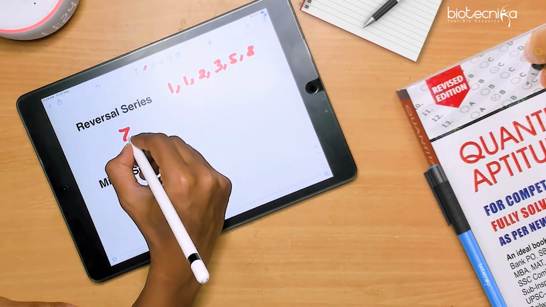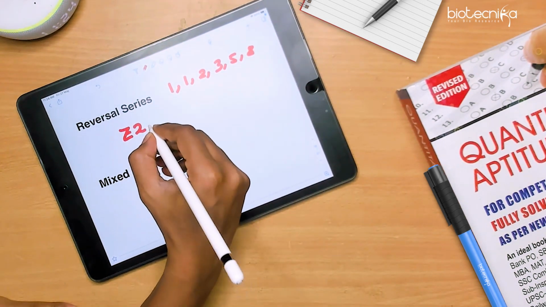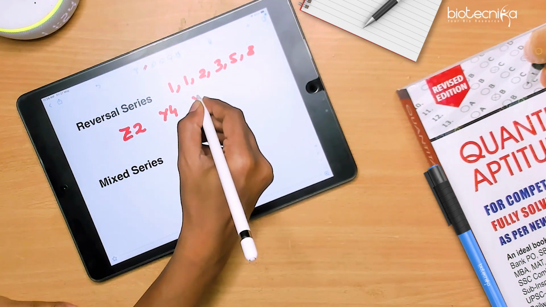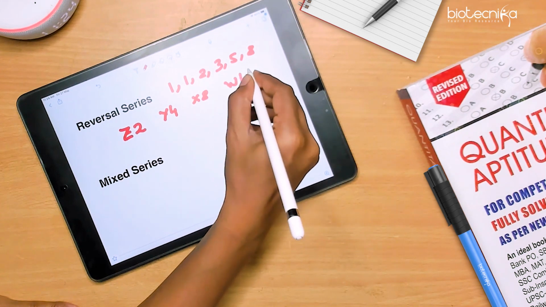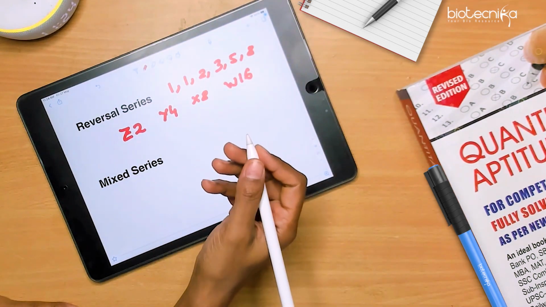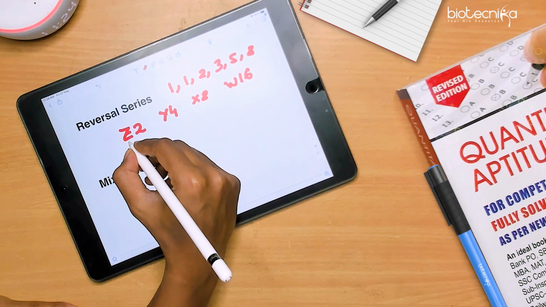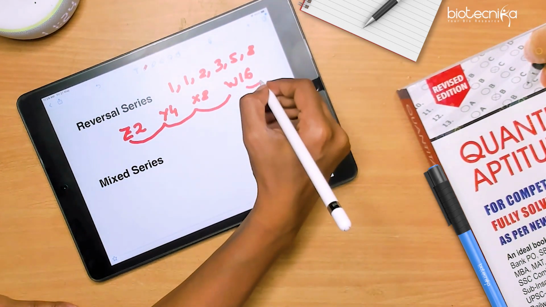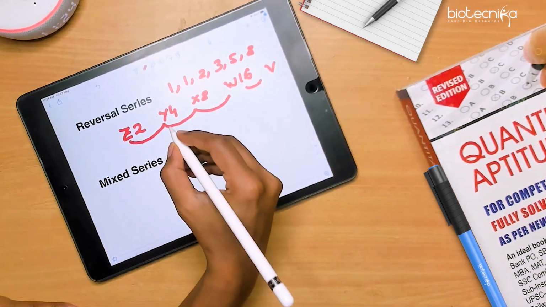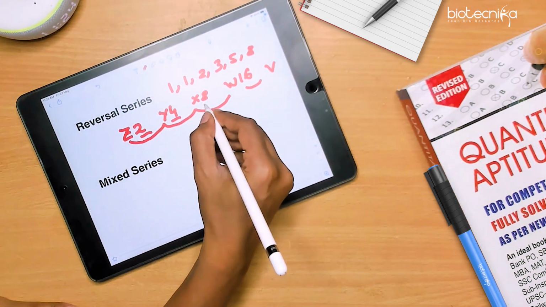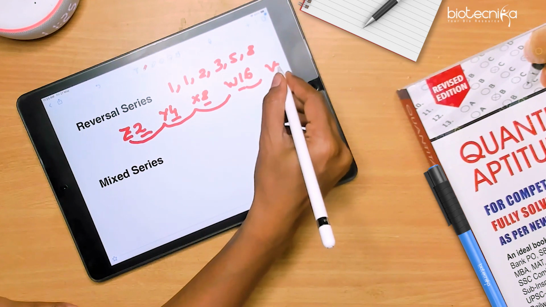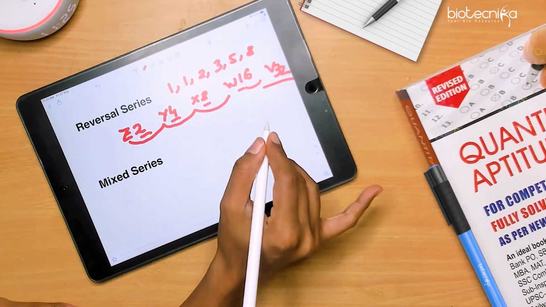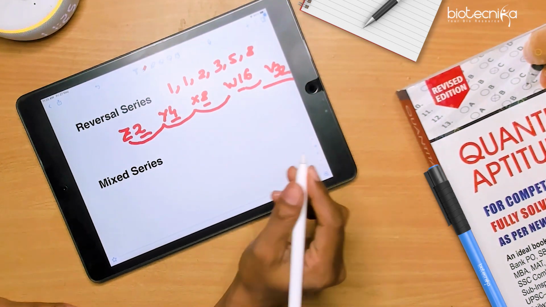Now you can get a twin series and a reversal series together. So let's say Z2, Y4, X8, W16. You can already see there is a twin series, but then there is a reverse also. The letters go Z, Y, X and W. So obviously the next one in sequence has to be V. And these numbers are going 2, 4, 8, 16. So next has to be 32. So this is a reversal series, and this is a twin series as well.